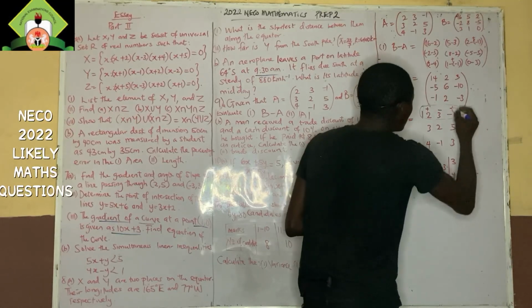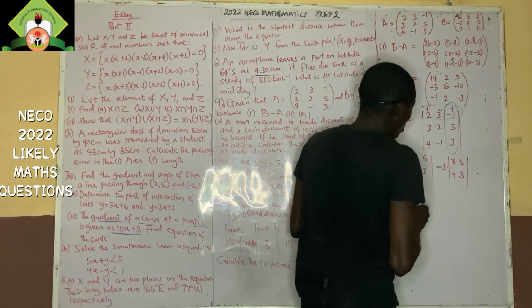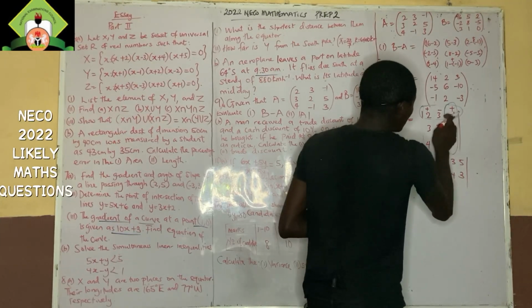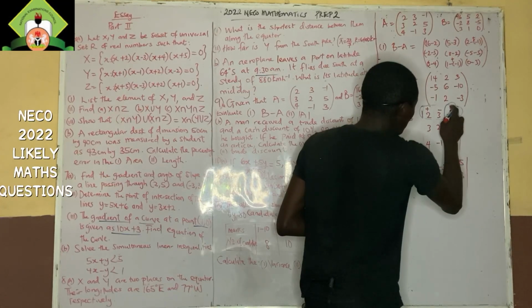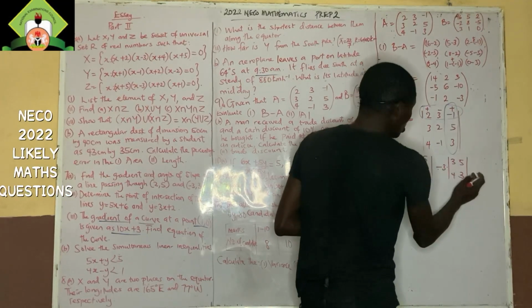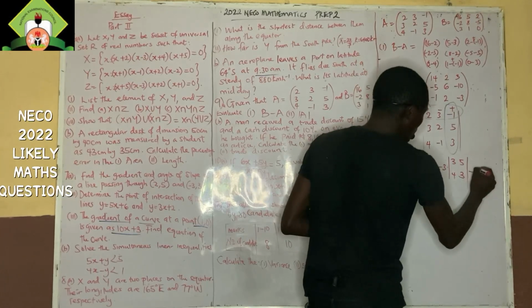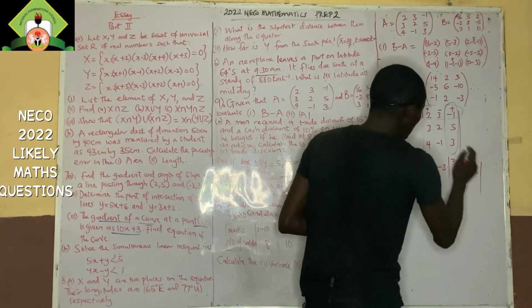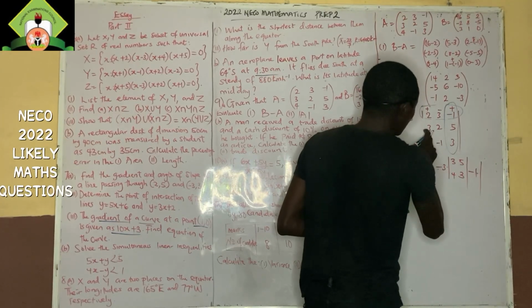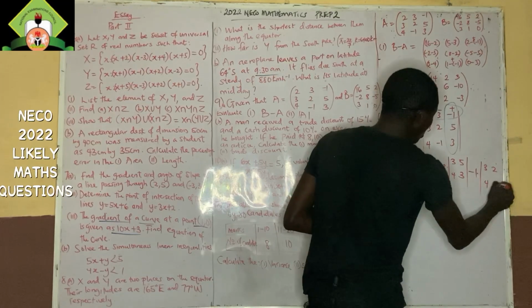Then you close the third column. The first entry in the third column is supposed to be plus, but plus times minus gives you minus. So we have minus 1. Plus times minus is minus. Minus 1 in a bracket. So what do we have left here? We have 3, 2, 4, minus 1.